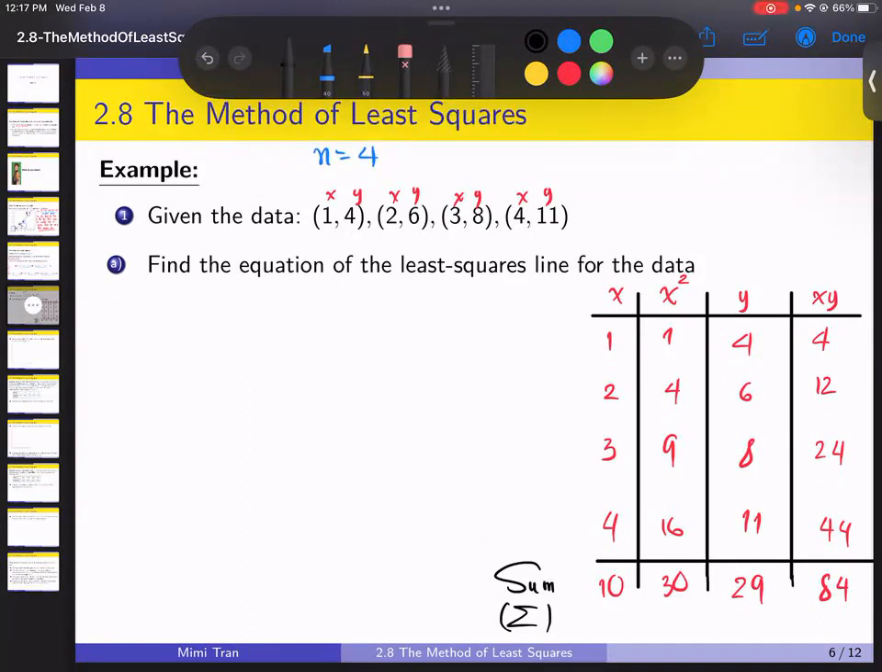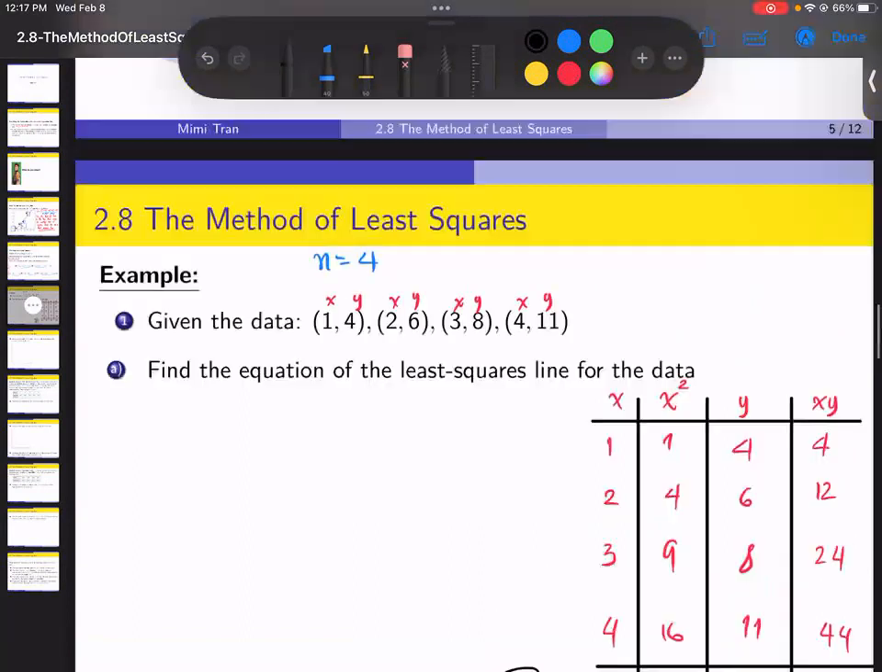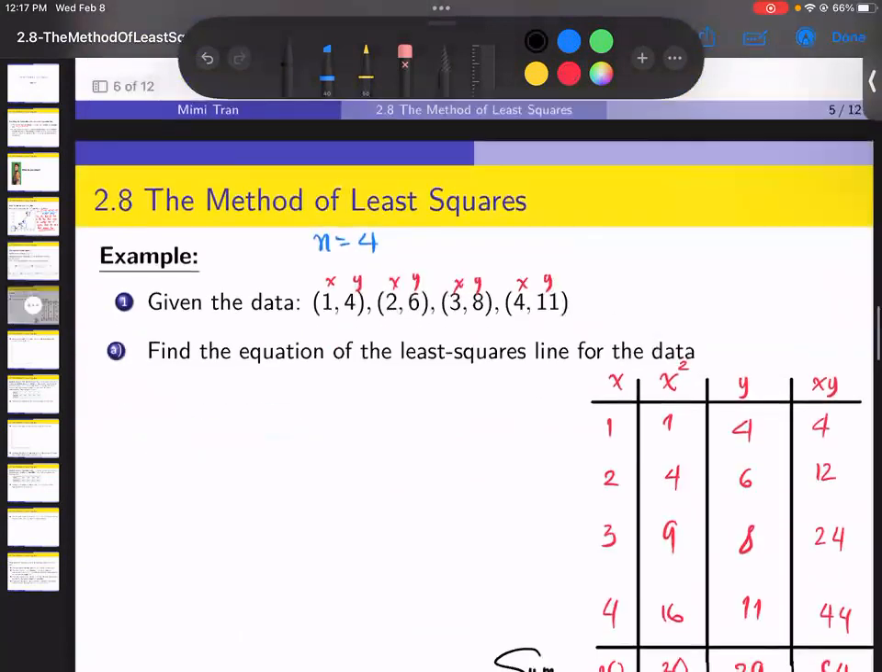Let me write out the normal equation. I just write out the formula from up here, that's all. N times B, I'm going to write the thing I'm looking for in red, plus x1 plus x2, how many x here? 4, x3, x4 times m equal y1 plus y2 plus y3 plus y4.